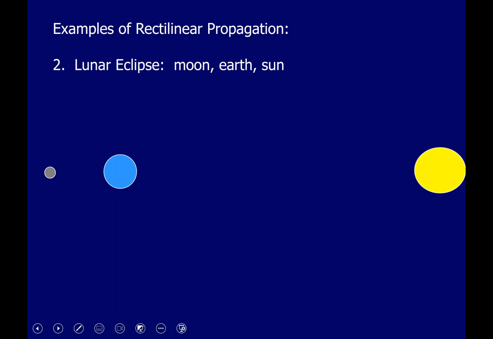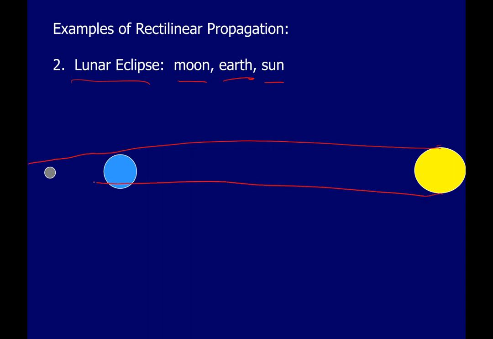A lunar eclipse is when the Earth gets between the moon and the sun, and it makes it so we cannot see the moon. So I'm again going to go sun. That's supposed to be a straight line again. So you can see the entire moon falls in that umbra. Yeah, this is the Earth. That's the moon. That's the sun.